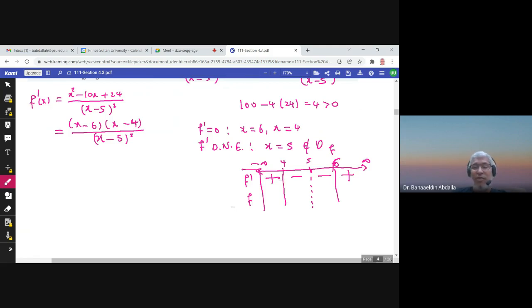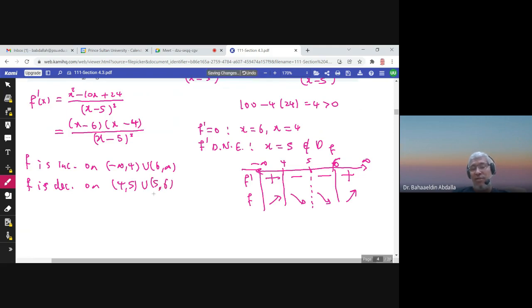Anyway, you can find the signs of f prime. f would be increasing here, decreasing here, decreasing here, and increasing here. So f is increasing on the intervals from negative infinity to 4, union from 6 to infinity. And f is decreasing on the intervals from 4 to 5, union from 5 to 6.